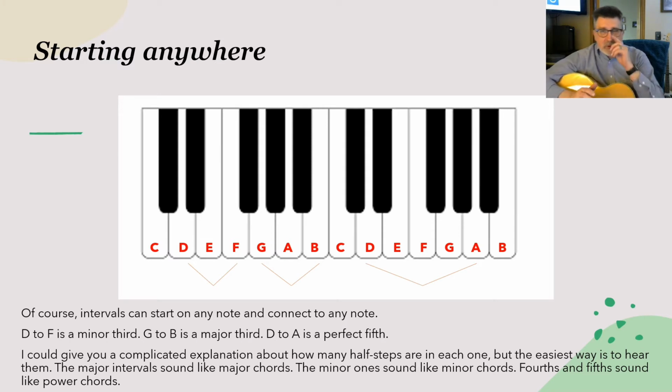Now I could give you a real complicated explanation of how many half steps are in each one, but the easiest way is basically to learn to hear the sounds. We're going to keep this pretty basic and simple. The major intervals sound like major chords. The minor ones sound like minor chords. Fourths and fifths sound like power chords. And we'll give you some examples of that in just a minute.